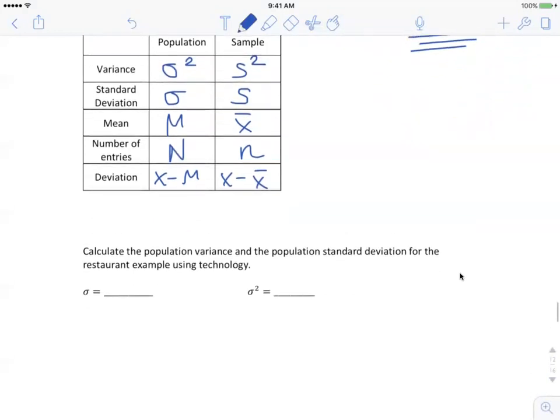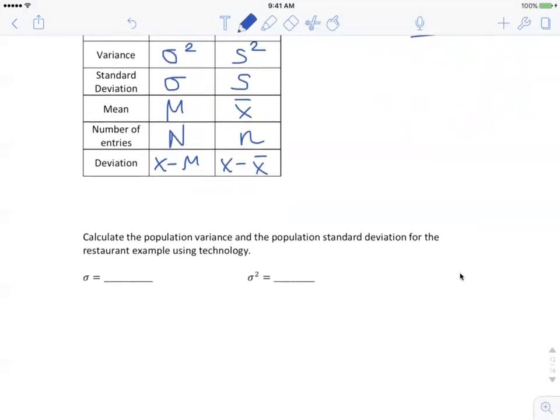We're going to do this later. It says use technology to do the calculations. We'll do that when we get to StatCrunch. But for now, we just have already calculated those by hand.